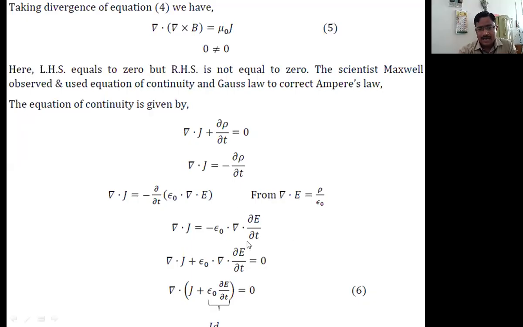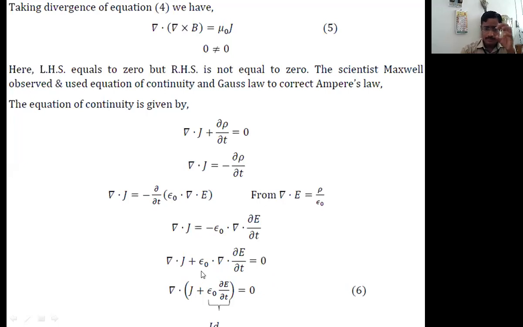Now this RHS has been taken to the left hand side. So here it was a minus, it became plus. The other terms as it is. So we have this equation simplified as divergence J plus epsilon 0 del dot, means the divergence of dou E by dou t, that is equal to 0.